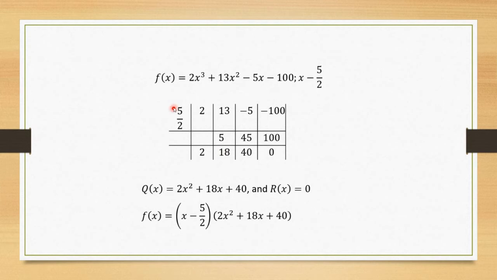So we do the same thing again. 5/2 times 18, right? It turns out you get 45, mostly because the 2 cancels with the 18, the 18 becomes 9, and 5 times 9 is 45. Minus 5 plus 45, that's 40. 5/2 times 40, you would end up with 100. So minus 100 plus 100, that's 0.